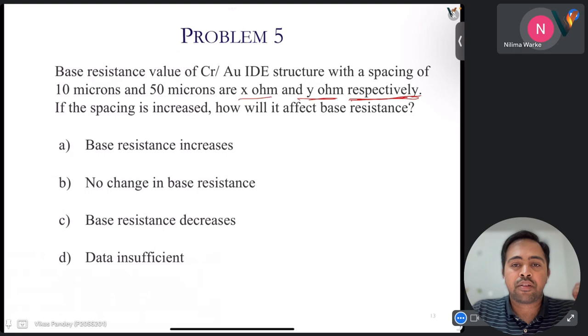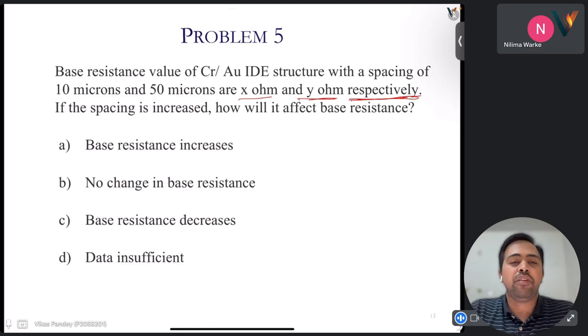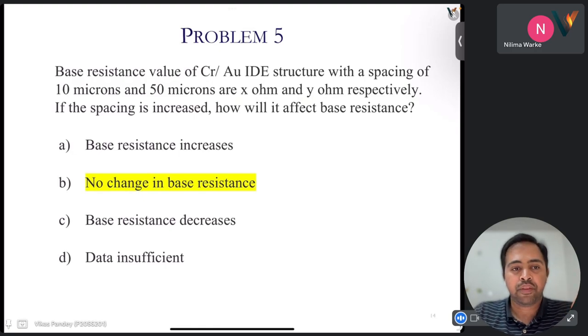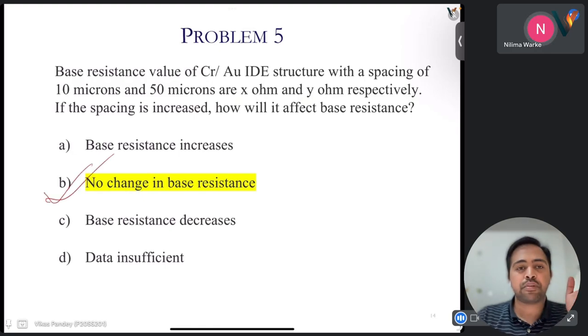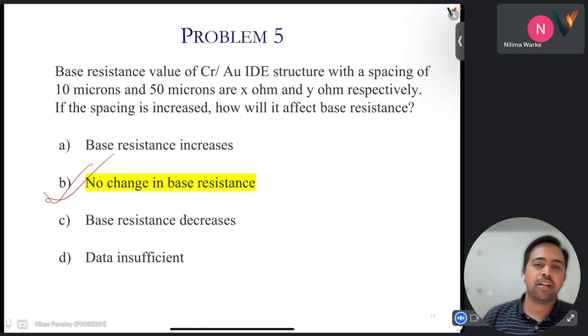There won't be any change in the base resistance. Yes, no change in the base resistance, because the base resistance is by default very high. So if you are using 10 or 50 micron or you increase it, the base resistance will still remain the same. Sometimes we keep on repeating so that those things become very clear in mind.